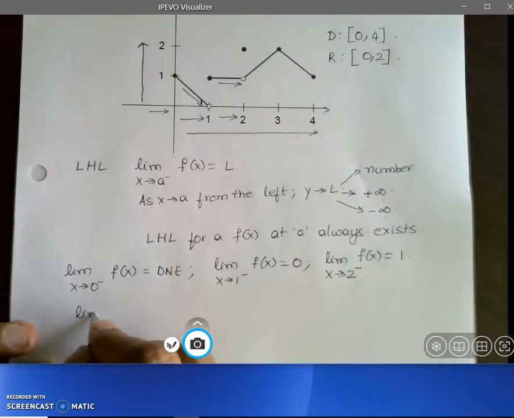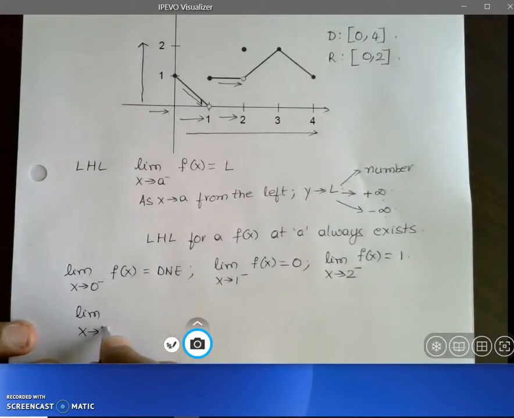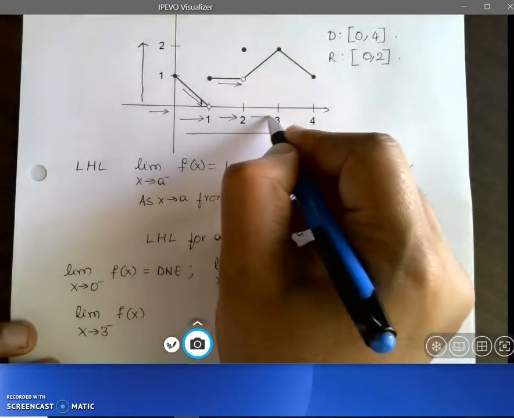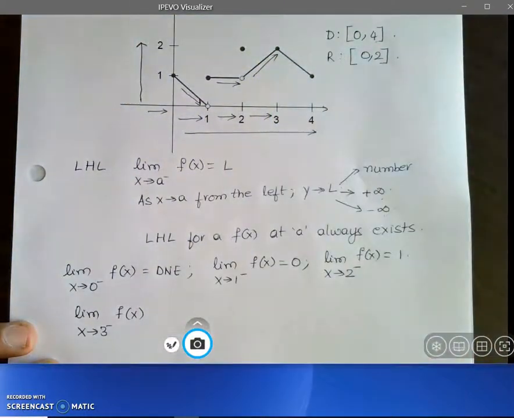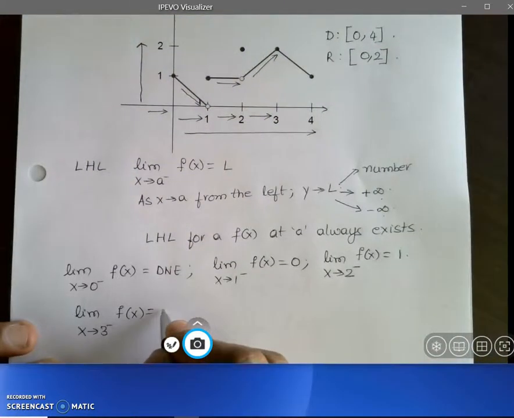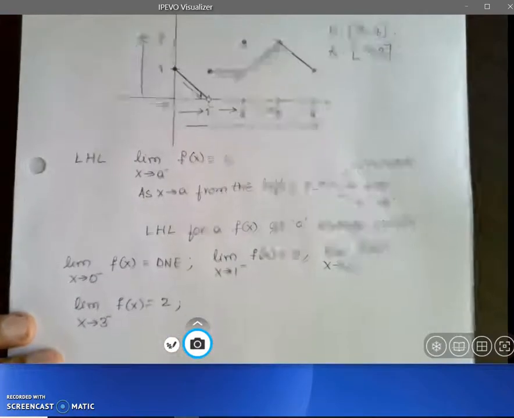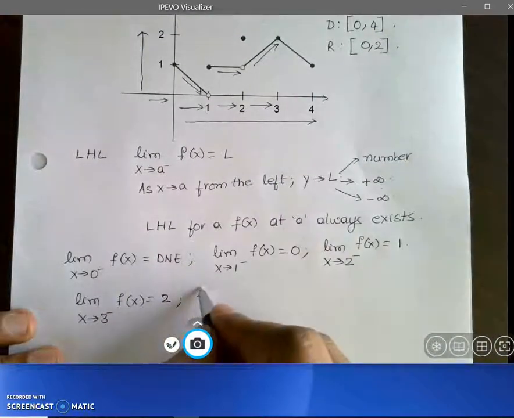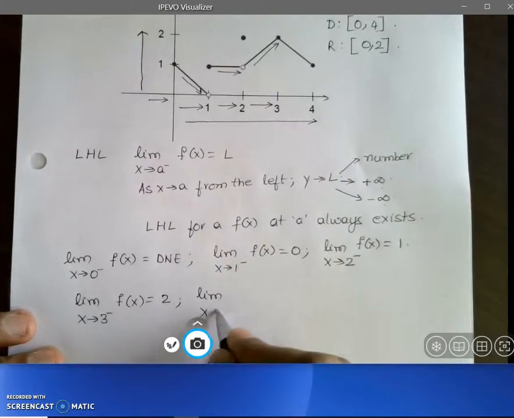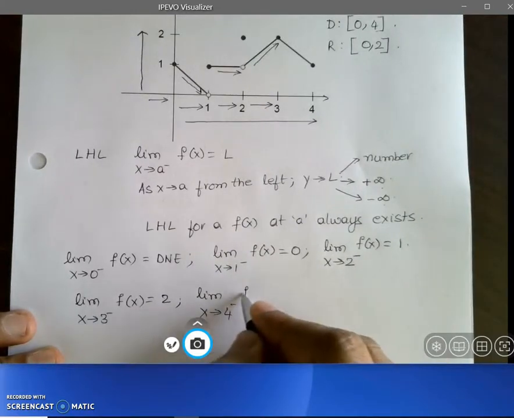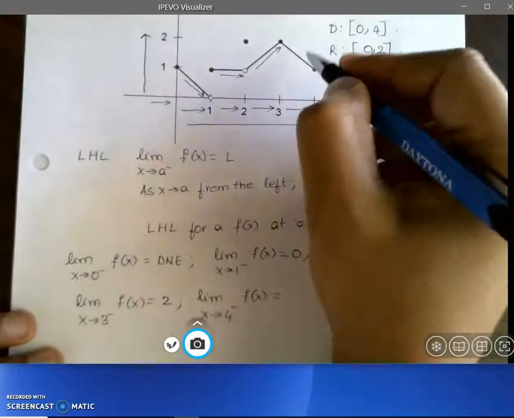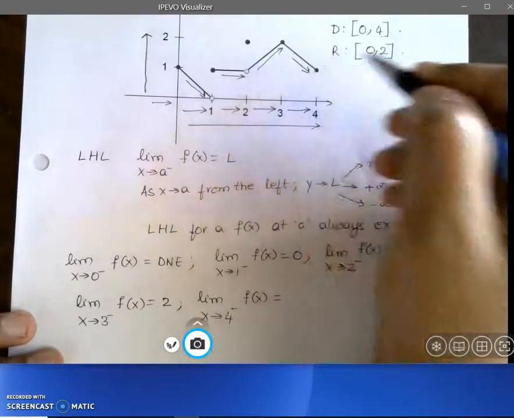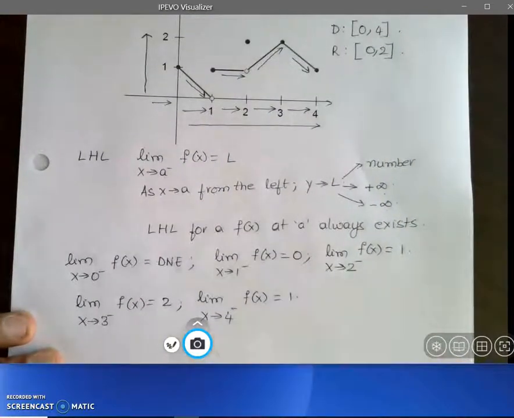Now let's go ahead and find the left-hand limit of the function as x approaches 3. So as x approaches 3 from the left, the function approaches a solid and the solid is at 2, hence the left-hand limit is 2. What is the left-hand limit of the function as x approaches 4? As x approaches 4 from the left, the function approaches 1, hence the left-hand limit is 1.